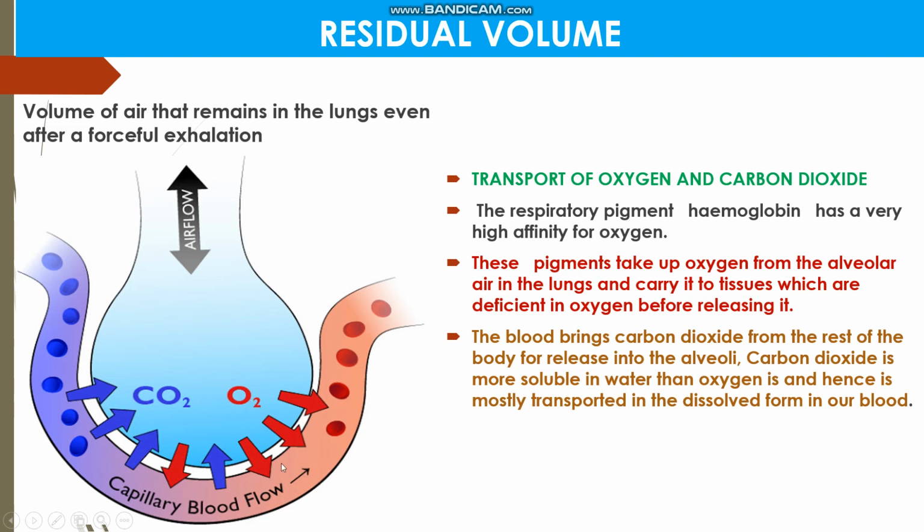And once the oxygen enters the blood capillaries, the blood contains hemoglobin. The hemoglobin will transport the oxygen to different parts of the body. And from the different parts of the body, carbon dioxide rich blood reaches the alveoli. Carbon dioxide will move from the alveolar blood into the lungs. So this is how transport and exchange of gas takes place.